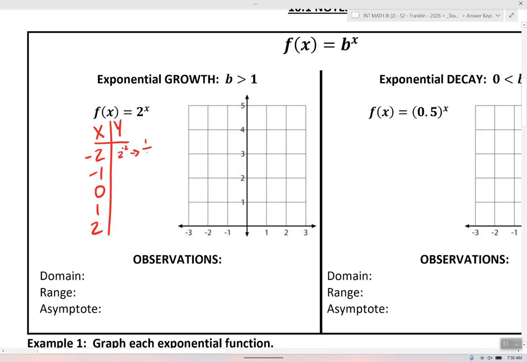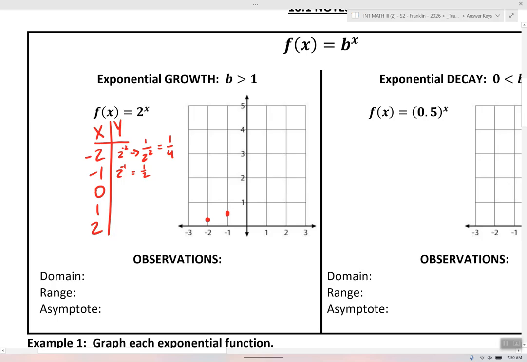well, that's 1 over 2 squared, which is 1/4. So a negative exponent flips the power into the denominator, and so we get 1 over 2 squared, which is 1/4. So negative 2, we have a point here at 1/4, which is about here, approximately. Negative 1, well, that's 2 to the negative 1, which is 1 over 2. So at negative 1, we're at 1/2.